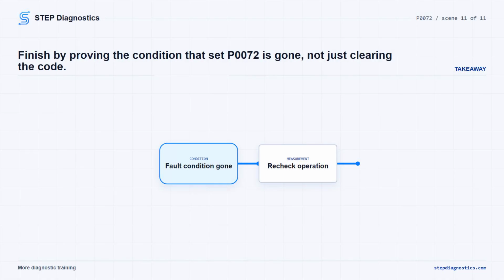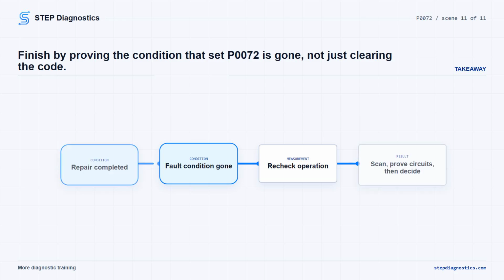After the repair, verify the repair and confirm the code stays gone. The clearing condition is that the condition that set the DTC no longer exists, so do not stop at clearing codes only. Recheck operation under the proper conditions and make sure the symptom does not return.